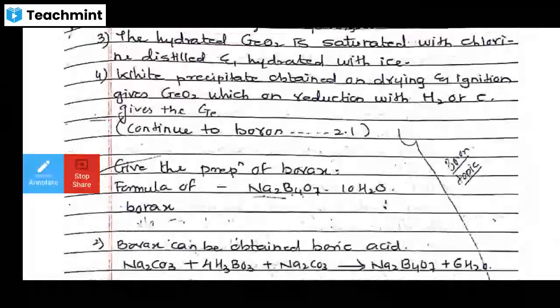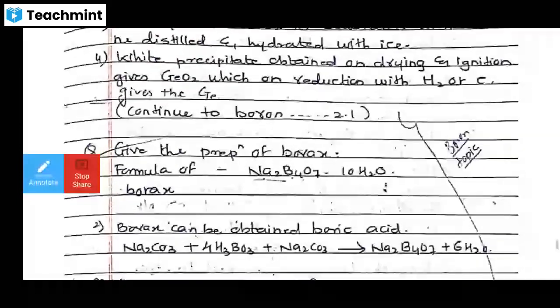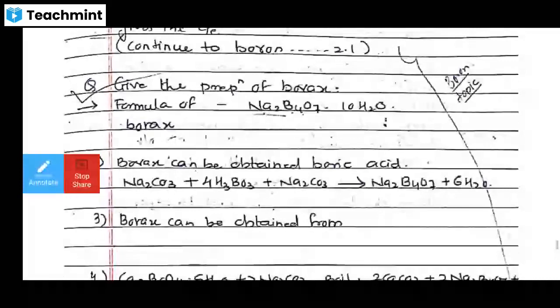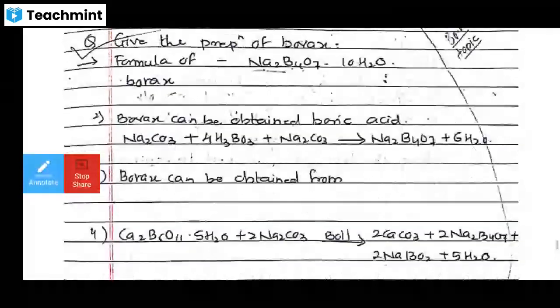The hydrated GeO2 is saturated with chlorine, distilled and hydrolyzed with ice. The white precipitate obtained on drying and ignition gives GeO2, which on reduction with hydrogen or carbon gives germanium as the final product. So this is all about how to obtain germanium in the second method.